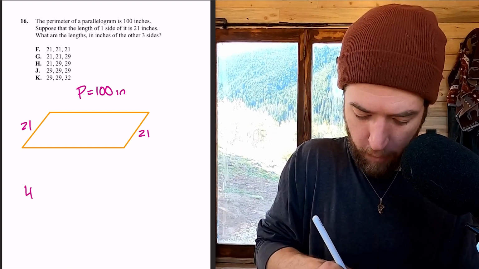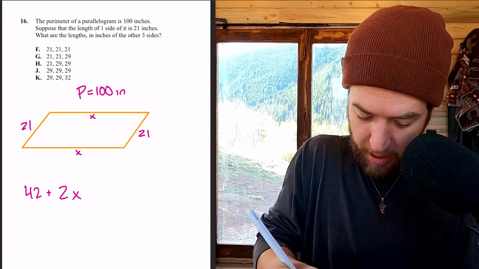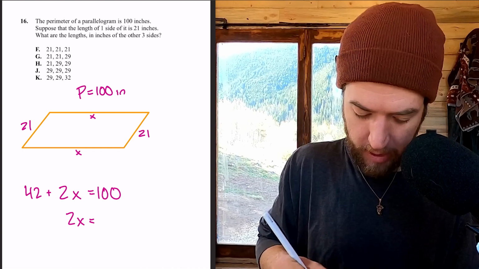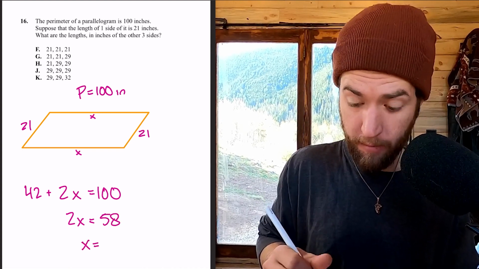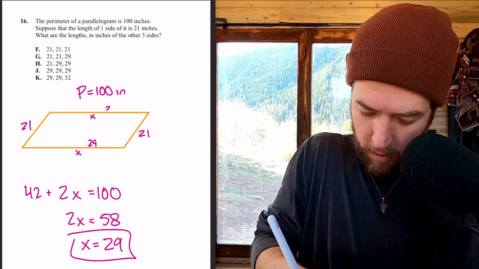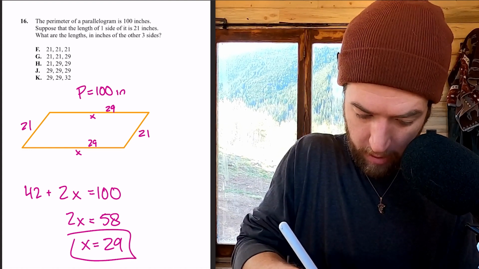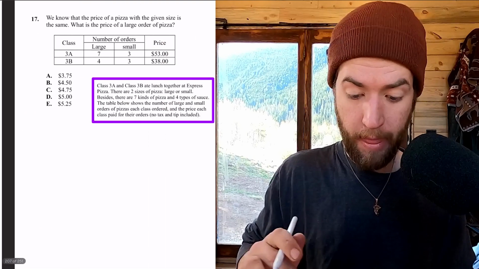So in total, we have 42 plus 2x, this being x and this being x, equals 100. 2x equals, what is that, 58. So therefore, x equals 29. 29 and 29, I think those all add together to make 100. You can check me. So we already have a 21, so we need another 21 and then two 29s. Answer H. On to the next.